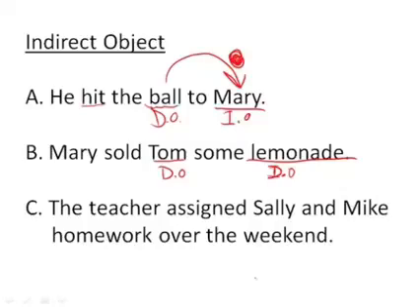It's what she was verbing. So, who is the recipient of the lemonade? Ding, ding, ding. Aha. It is Tom, the indirect object. So always ask yourself, who is receiving the direct object? Let's try it with C.